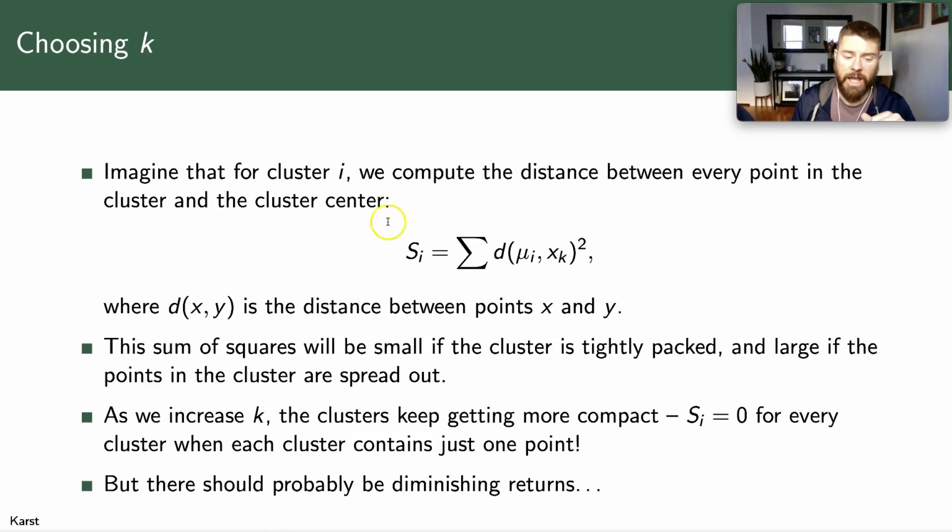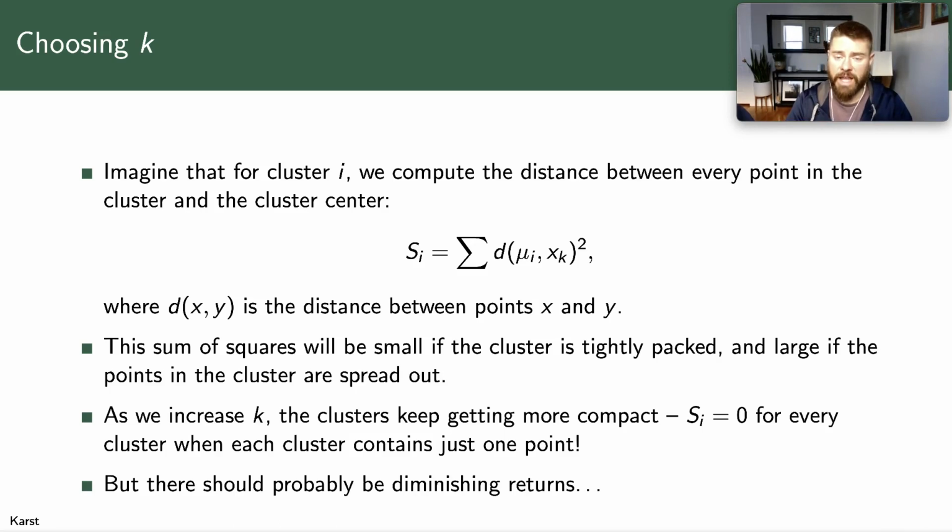If this quantity S_i is large, this means the cluster is very diffuse. On average, the data points lie quite far from the center of the data cloud. If this S_i is small, this means the cluster is tightly packed, in the sense that on average, each data point lies quite close to the cluster center.